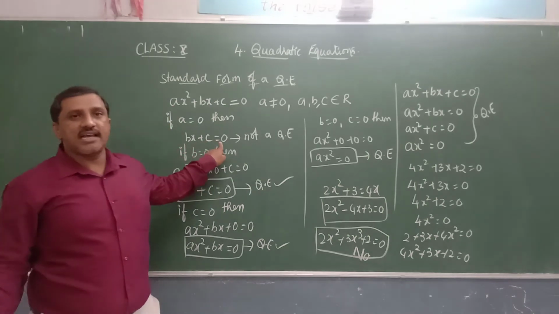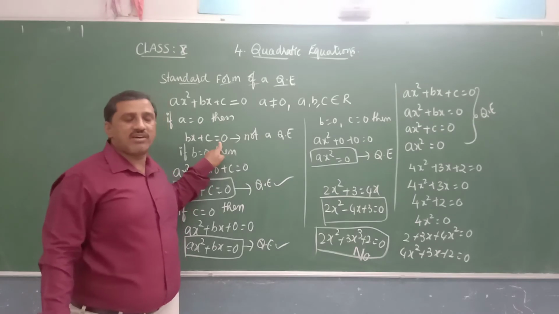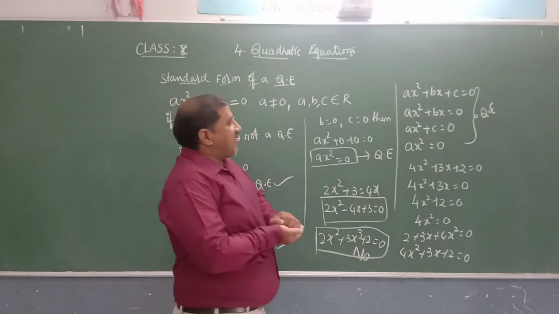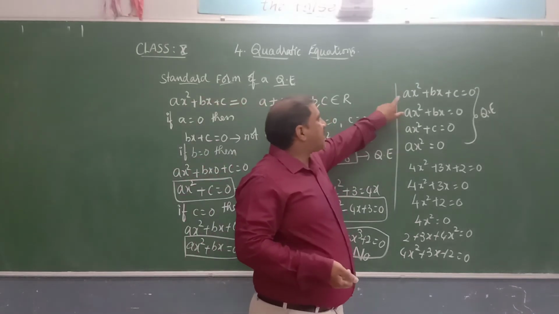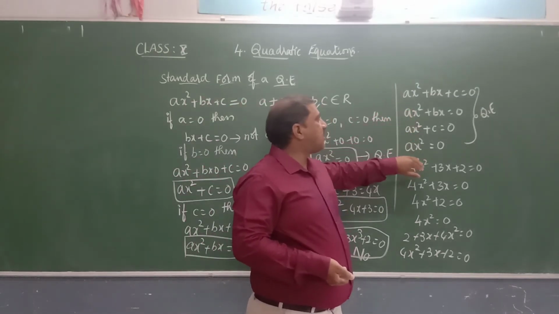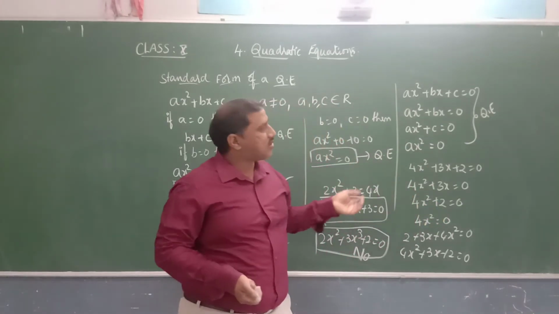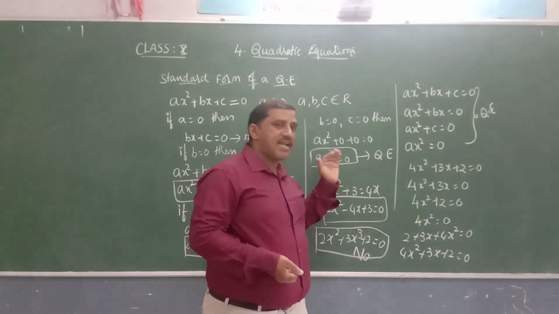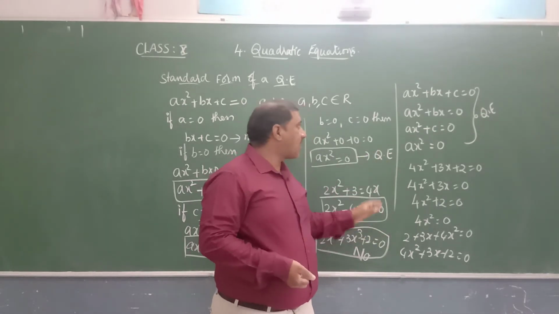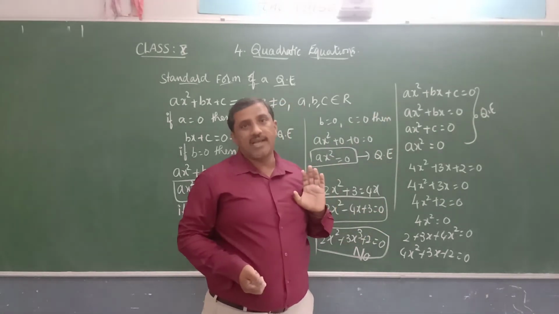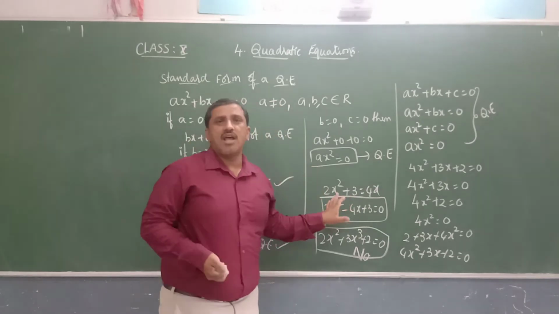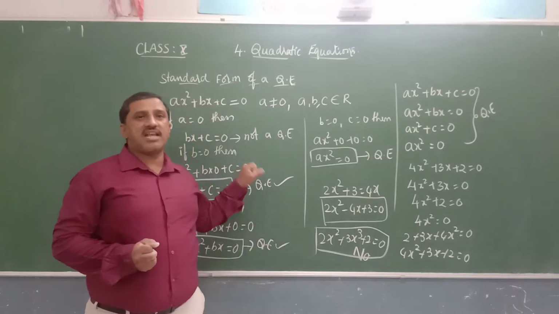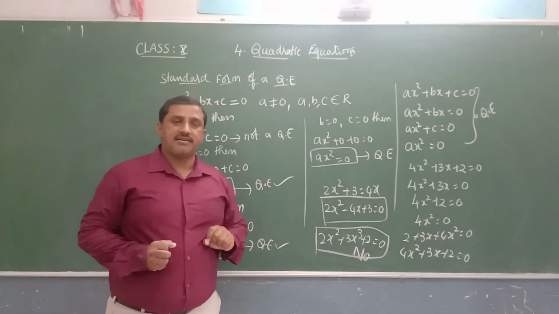bx plus c, that is a linear equation we get with one variable x. So all the quadratic equations may take either of this form: ax square plus bx plus c is equals to 0, or ax square plus bx is equals to 0, or ax square plus c is equals to 0, or ax square is equals to 0. So they take any of this form in the standard form. Is it clear, children? Now with this knowledge we will check whether the given equations are quadratic equations or not.